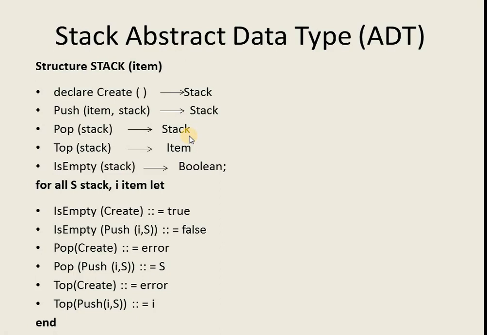The next function is top of the stack. Using this function, we can check which is the element on the top of the stack, and that element will be returned by this function. And the last function is empty. Using this, we can check whether the stack is empty or not. This function will return value 1 if it is true, that is stack is empty, and it will return 0 if stack is not empty.